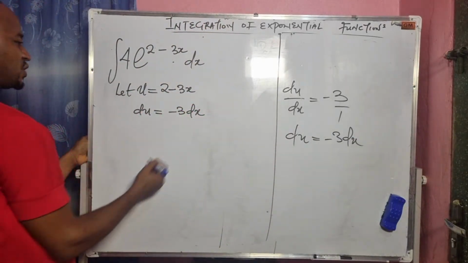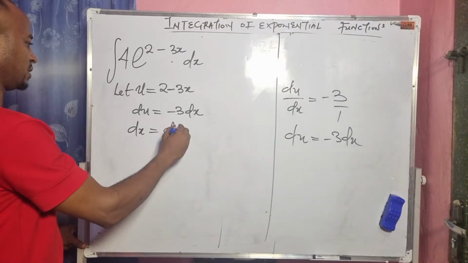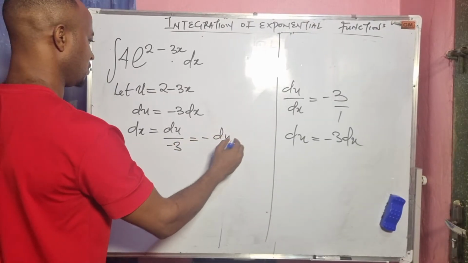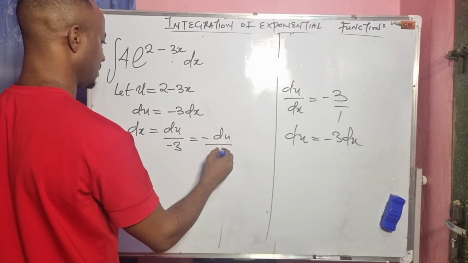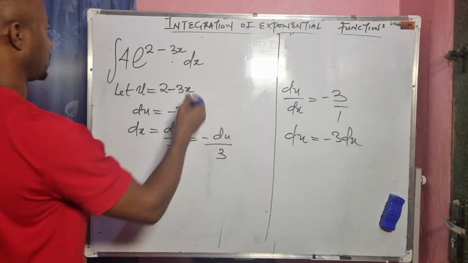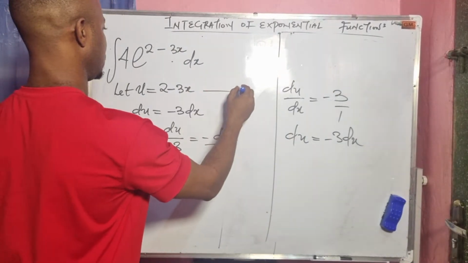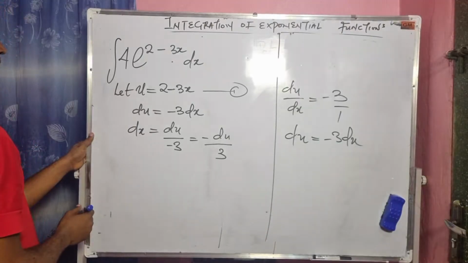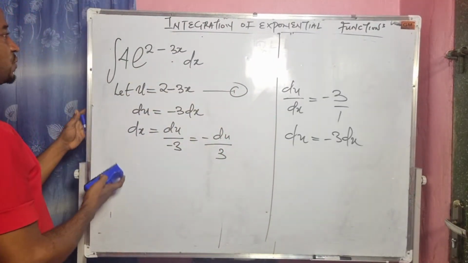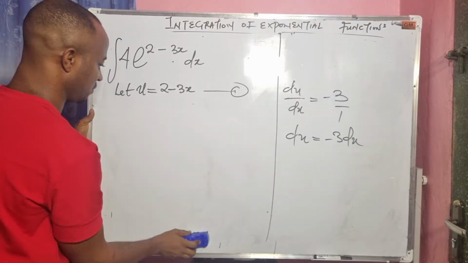So I can make my dx the subject of the formula, and that will give us dx equals du divided by minus 3, or we can say minus du over 3. Now what do we do next? This is our equation 1. I will just generate equation 2, but the procedures are still the same. Let us generate equation 2.